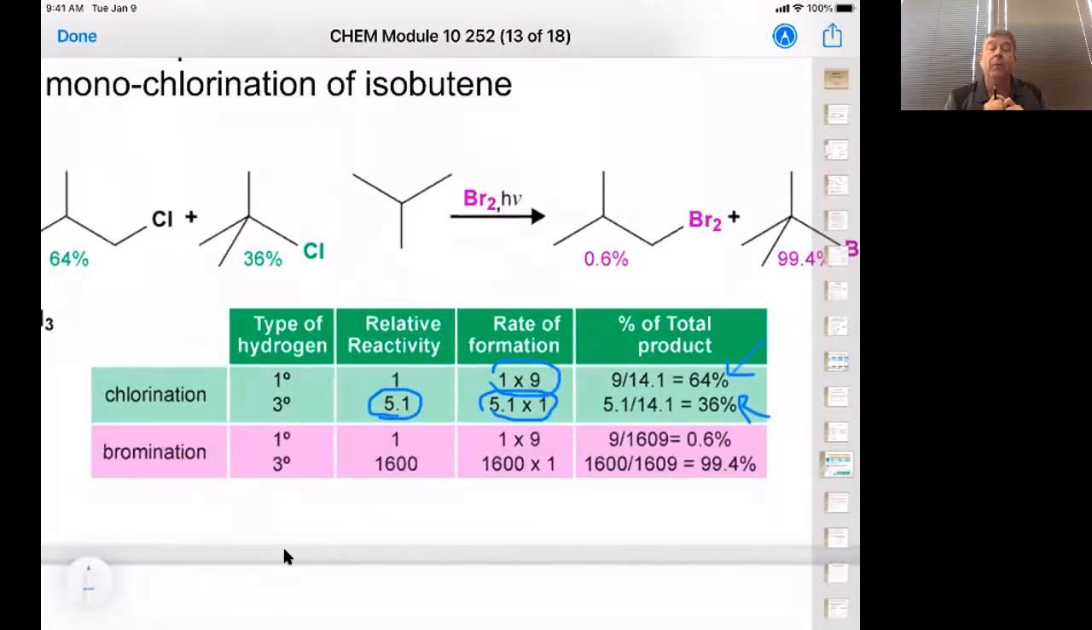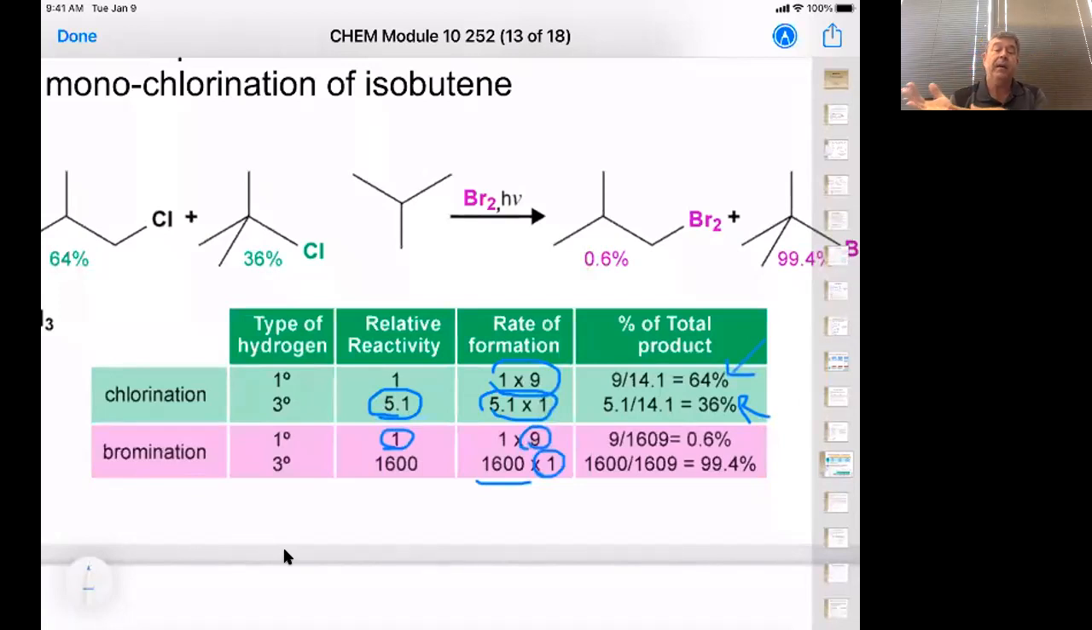If we look at it for bromine, the numbers get even more different. We only have 1 tertiary hydrogen, and we have 9 primary hydrogens with a reactivity ratio of 1. We only have 1 of them that's tertiary, but its reactivity ratio is 1600. So that gives us 1609 reactions possible.